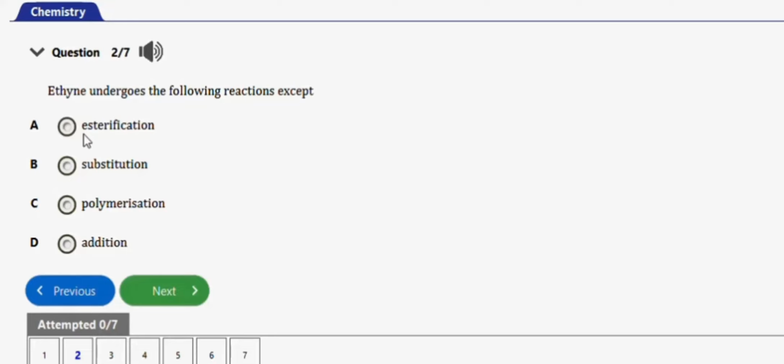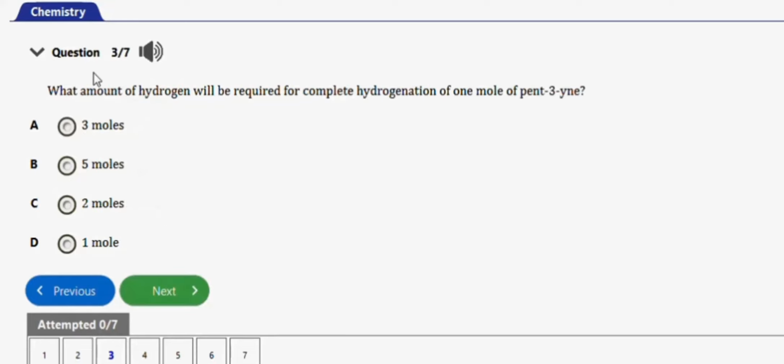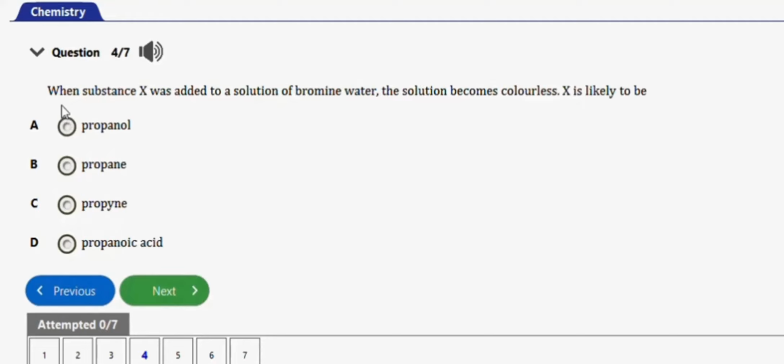Alright, very important. The next question of this one, it says what amount of hydrogen will be required for complete hydrogenation of 1 mole of pent-3-yne? So guys, the right answer to this question will be 2 moles. When you solve this on paper, I've solved it before, so it gave me 2 moles. The next question will be this one. It says when substance X was added to a solution of bromine water, the solution becomes colorless. X is likely to be propane, guys. So that's the answer, option C, propane.